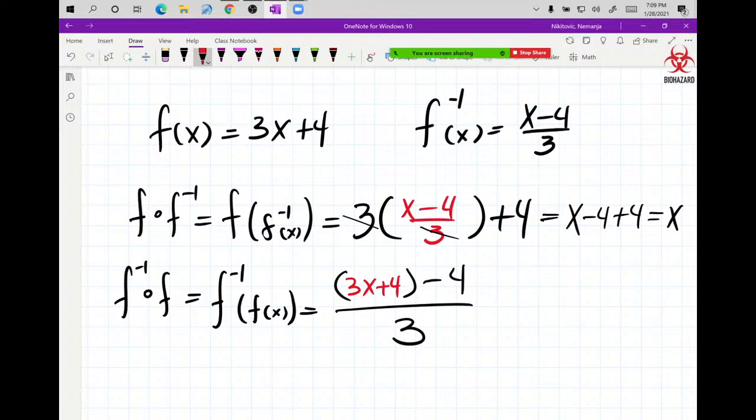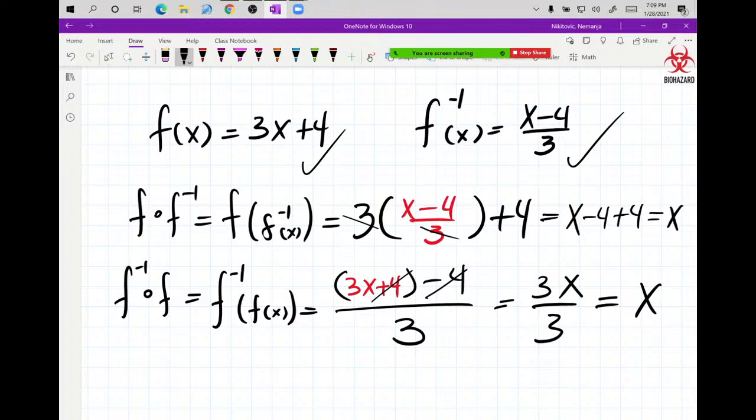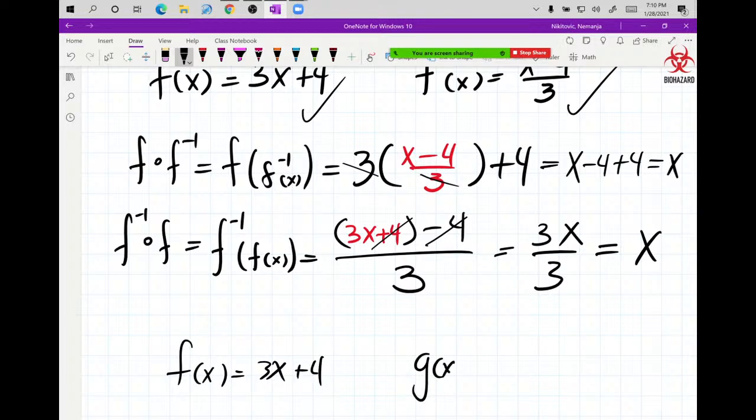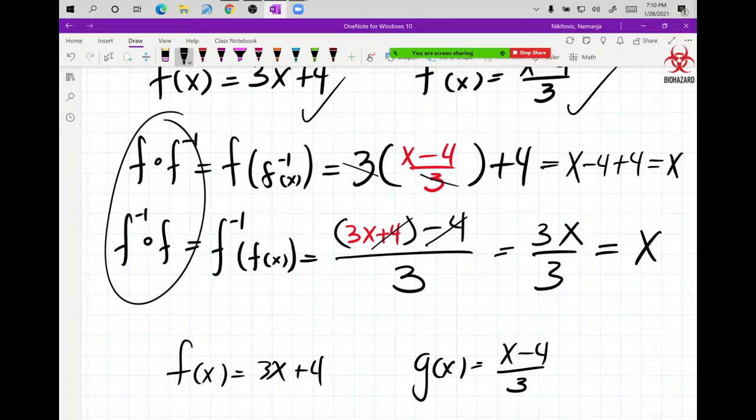All right, so now we cancel these x's, these 4's, and we have our 3x over 3, and we got x again. So what we proved with this example is that these two are inverses of each other. So if the other question was f of x equals 3x plus 4 and g of x equals x minus 4 over 3, are they inverses? Well, because you were able to compose them and get x every time, you would answer yes.